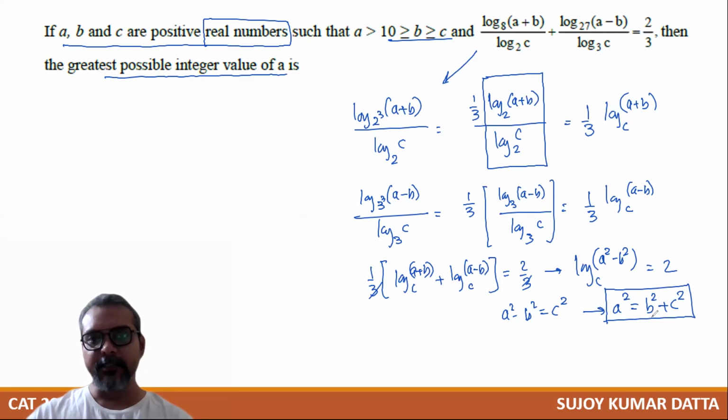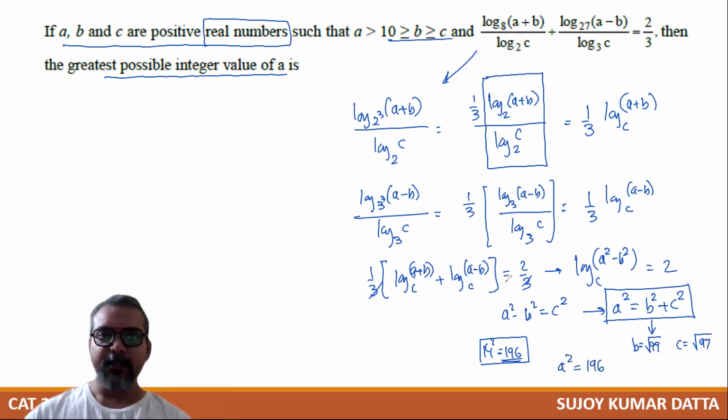So we'll take a perfect square near 200. We know that 14 squared is 196, right? That's the closest you get to 200. So we choose b to be, let us say, root 99, and c, for example, could be root 97. So then it's 99 plus 97, that is 196. So a squared is 196. So a positive, the greatest possible integer value will be 14.